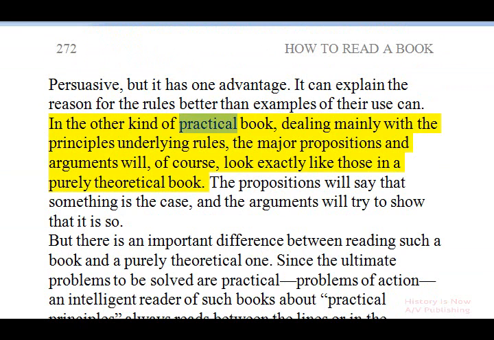In the other kind of practical book, dealing mainly with the principles underlying rules, the major propositions and arguments will, of course, look exactly like those in a purely theoretical book.